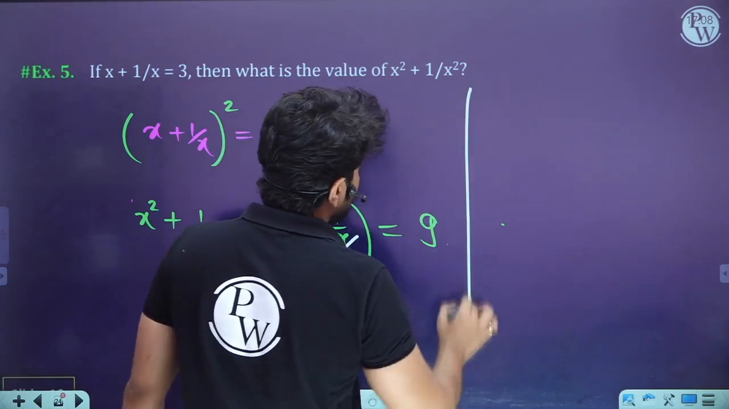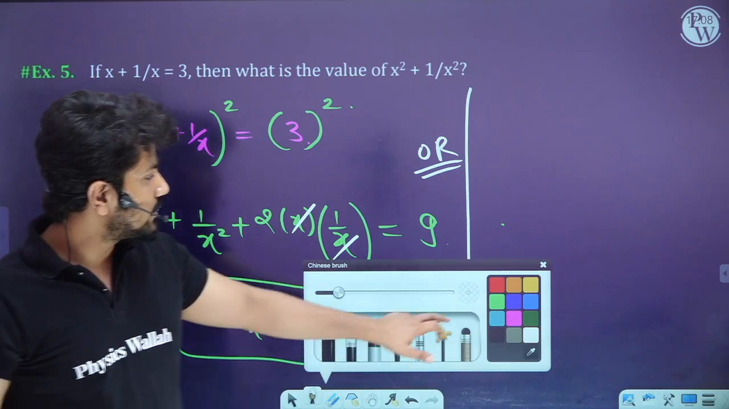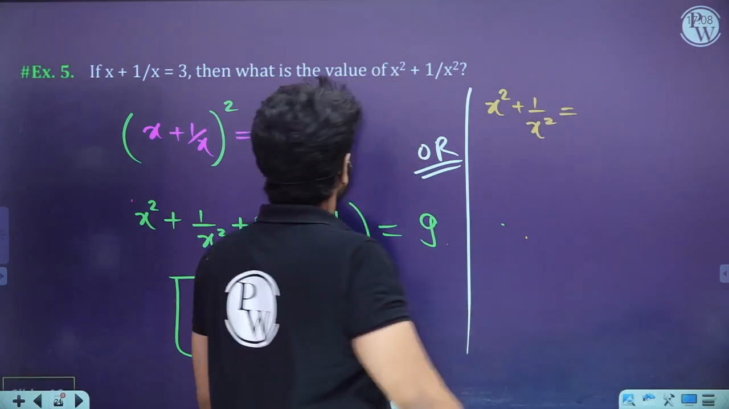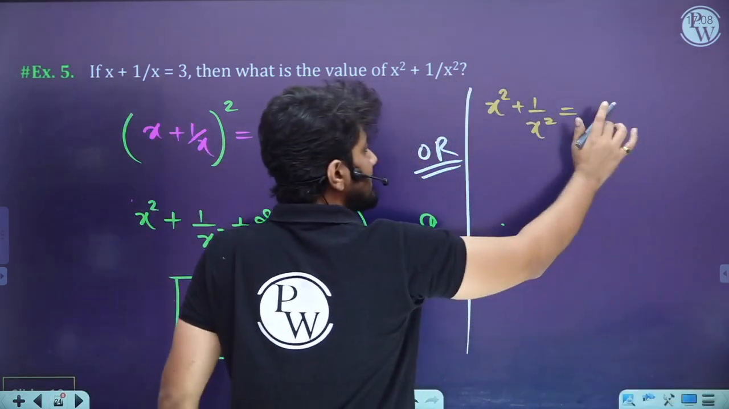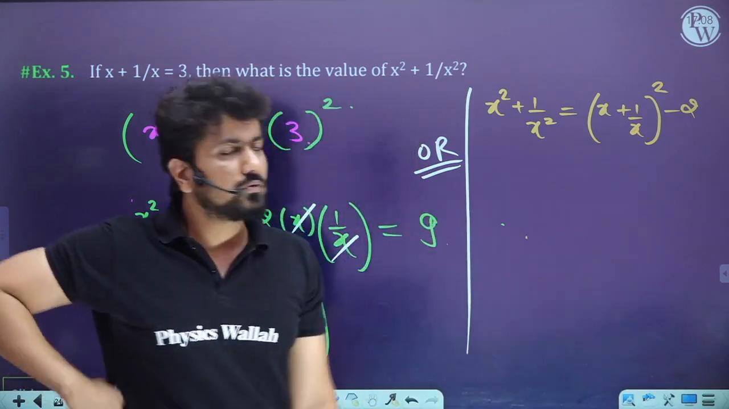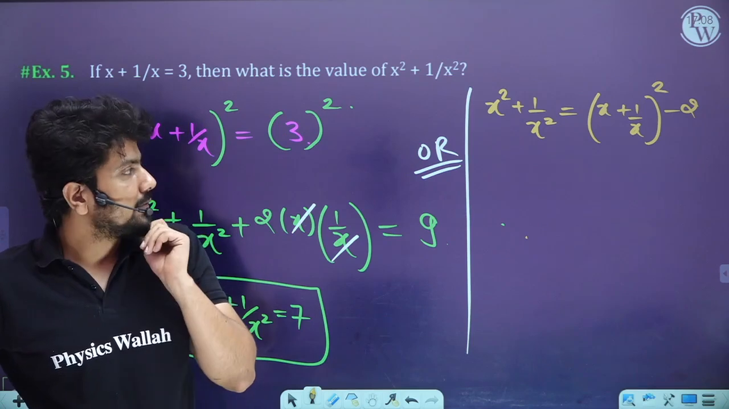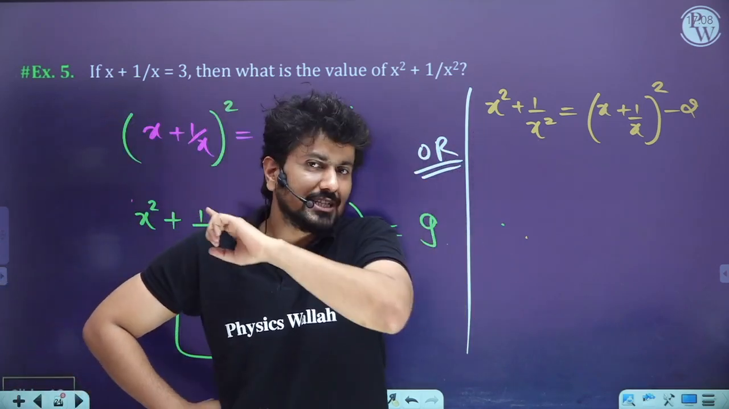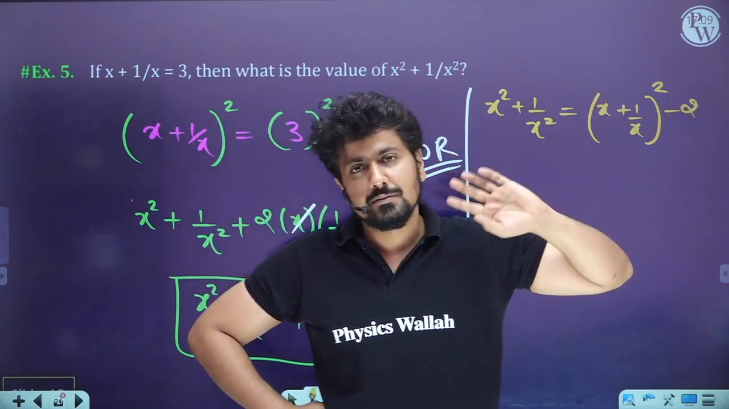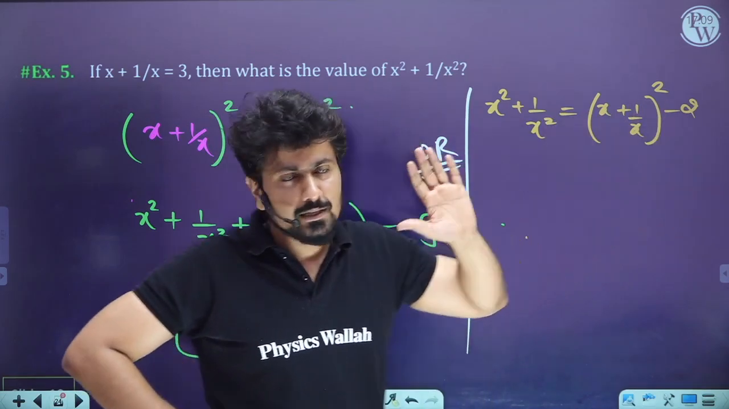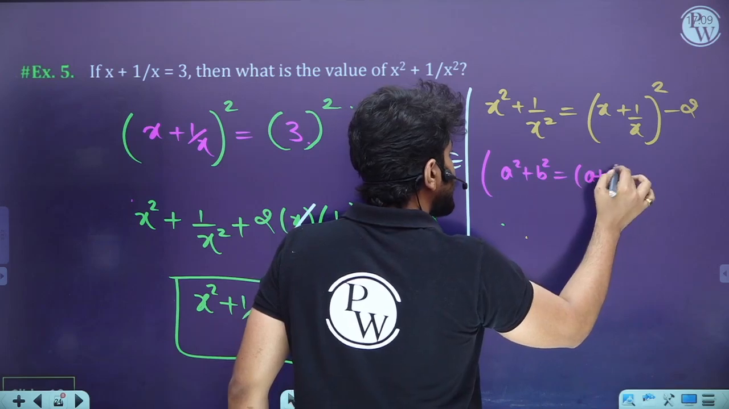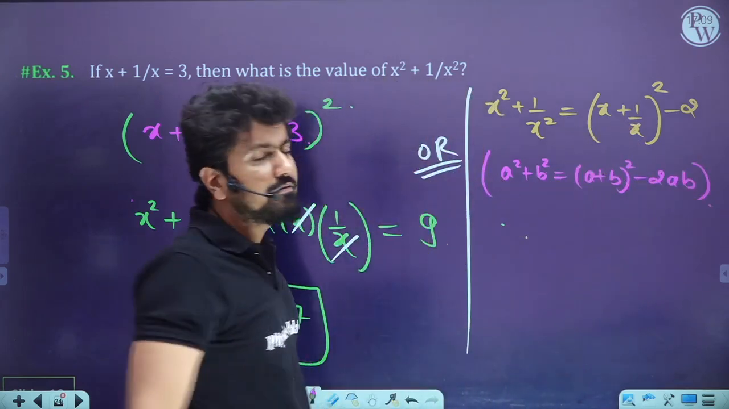Or another way of solving this question. You can directly write x square plus 1 by x square as, because I have the value of x plus 1 by x, x plus 1 by x whole square minus 2ab. This is directly using the identity. In the question, they have given us the value for x plus 1 by x. Here ab is equal to 1, the product of x and 1 by x is equal to 1. Basically, here I have used that identity only, which identity? This one. That a square plus b square is equal to a plus b whole square minus 2ab. This is the identity I have used in this place.